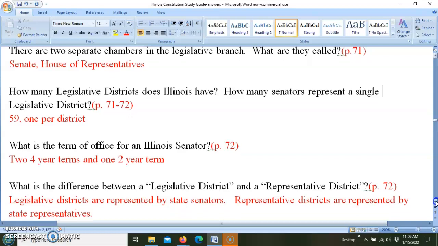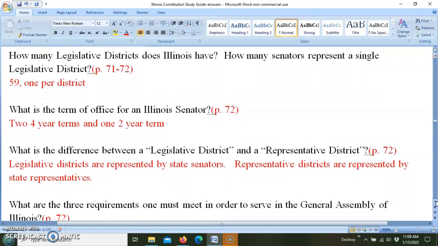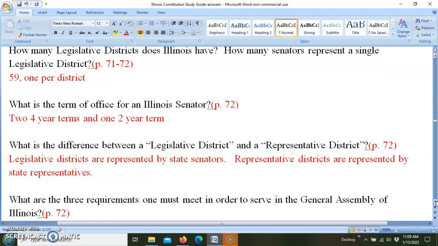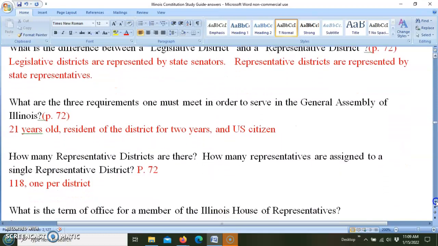What is the difference between a legislative district and a representative district? The next question. Simply this: legislative districts are represented by state senators. Representative districts are represented by state representatives, members of the House of Representatives. What are the 3 requirements one must meet in order to serve in the General Assembly of Illinois? And these 3 requirements are the same for both the House and the Senate. You must be 21 years old, you must be a resident of your district for 2 years, and you must be a United States citizen.